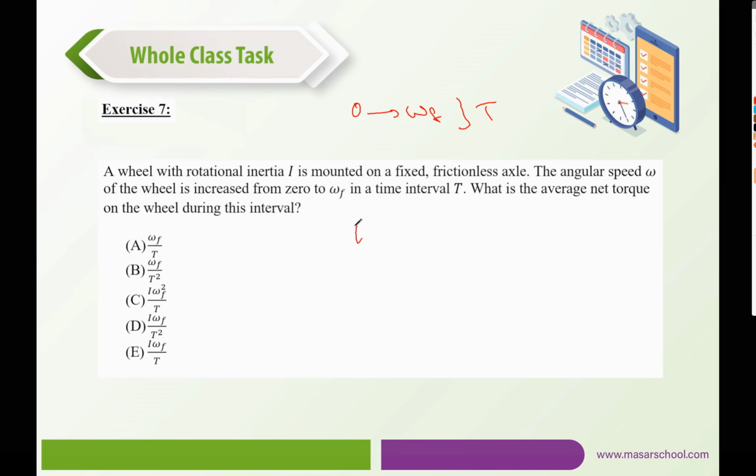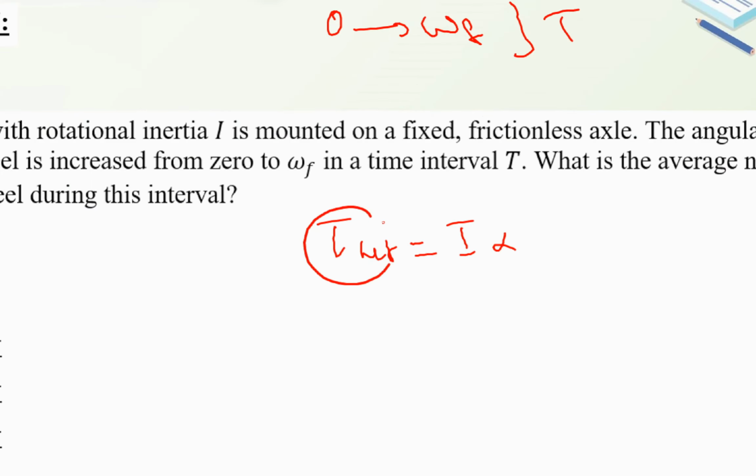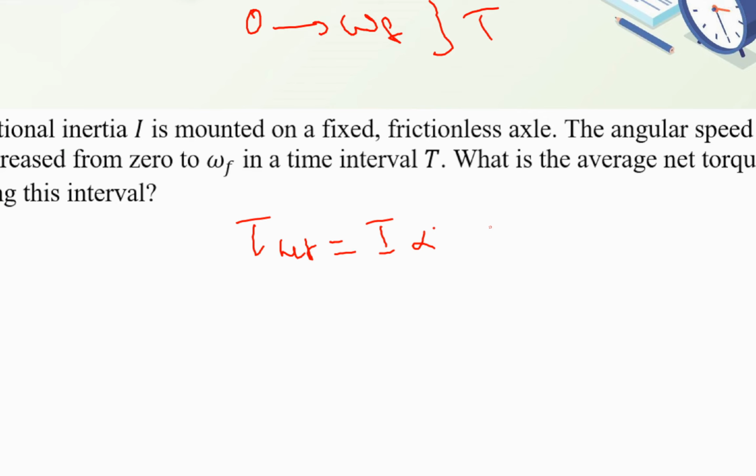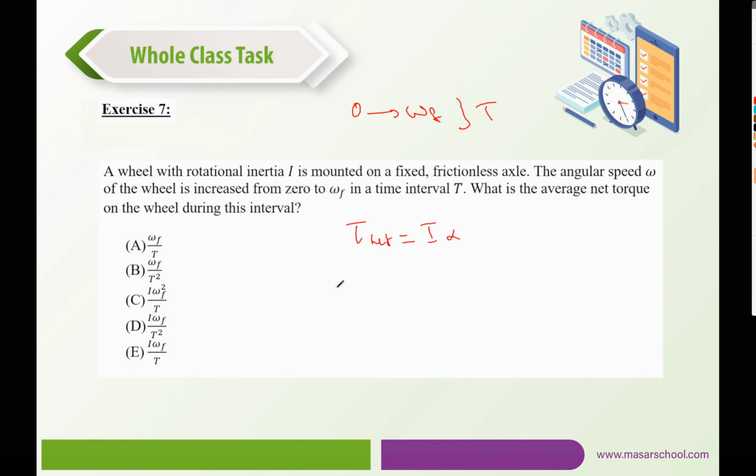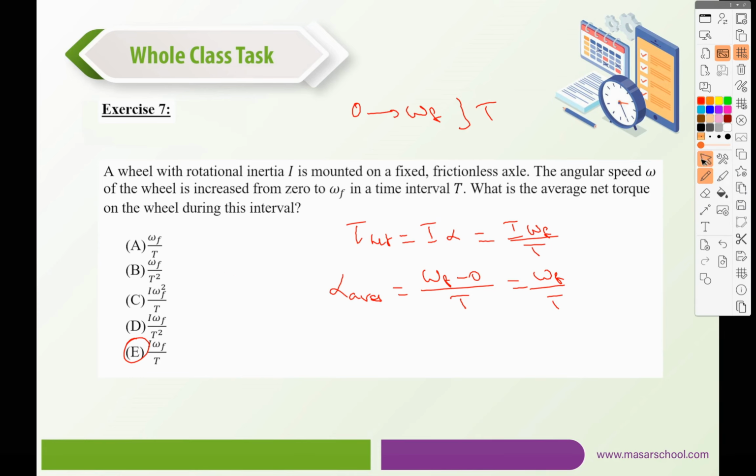This can be determined by Newton's second law, which is given by I multiplied by alpha. If we're asked about the average of this quantity, then in this case we're considering alpha average, and alpha average is given by omega final minus 0 divided by capital T, which is omega f divided by capital T, and that would be I multiplied by omega f divided by capital T, which makes E the correct answer.